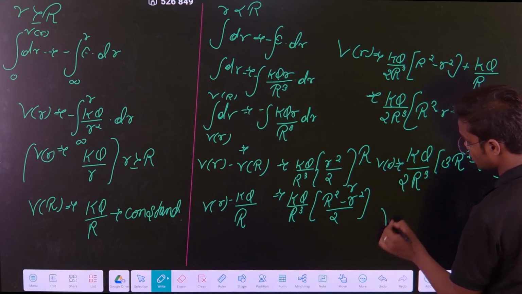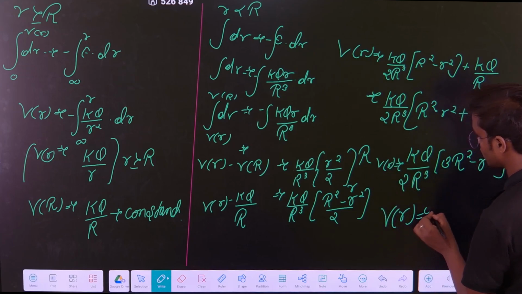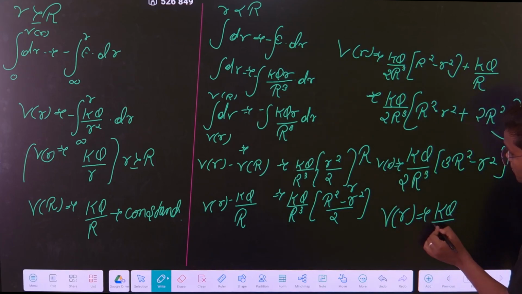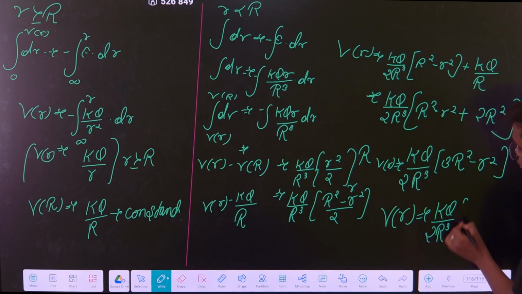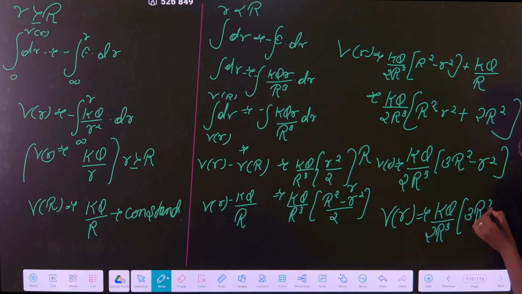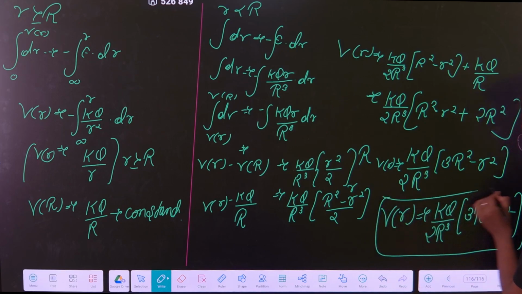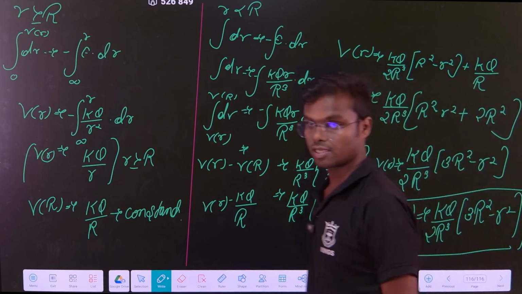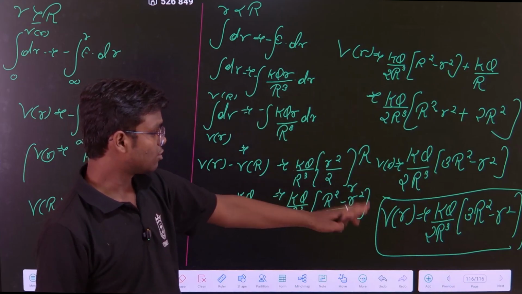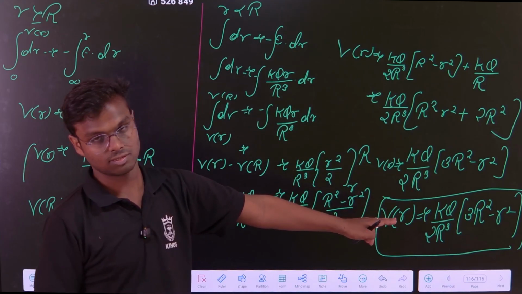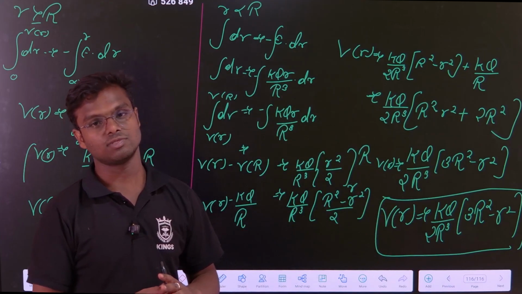So what is the potential inside? We will get the potential as K cube by 2R cube into 3R square minus small r square. That is the formula, the only thing you have to remember. Inside, the potential will be this much. It is not zero or something like that.